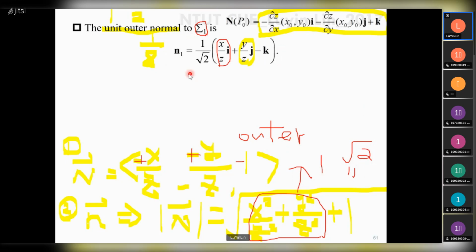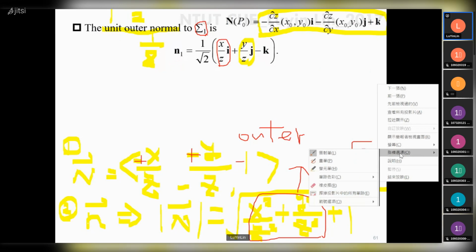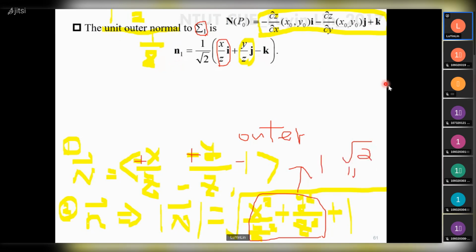So you can get this. Okay, this one here, and you want a unit vector, so you have to divide it using square root of 2. So this is the unit outer normal vector to sigma 1. This is the most difficult part. Okay, try to know how to have this one.